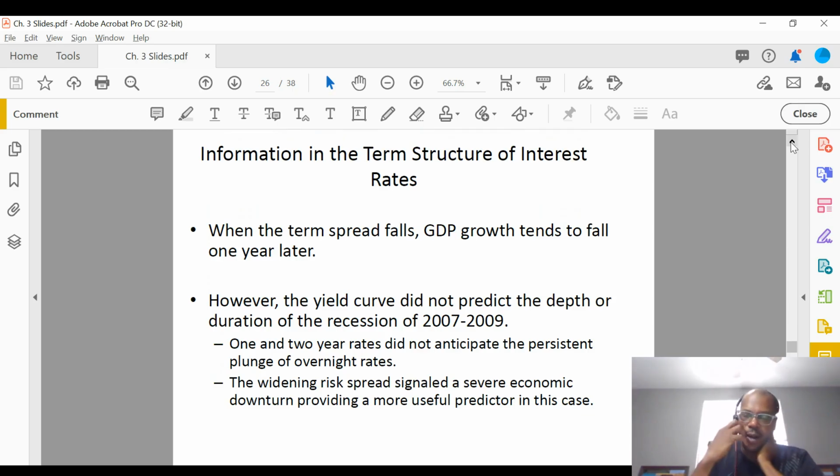So I gave you this already, right? When term spreads tend to fall, meaning the yield curve is inverted, GDP growth tends to fall as well about a year later. That's why we pay attention to yield curves. The one thing it clearly didn't predict is the financial crisis of 2007 that we talked about a little bit earlier. Severe exogenous economic impacts are much harder to predict with the yield curve.